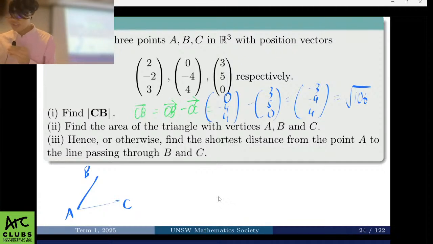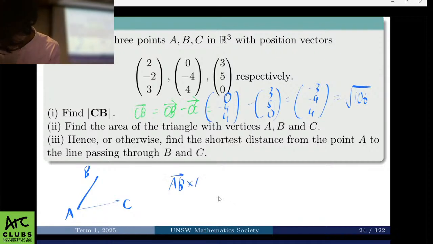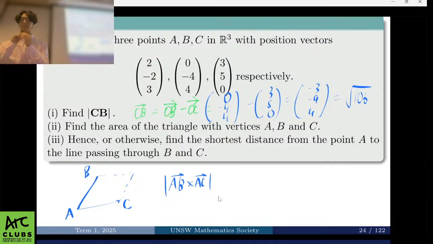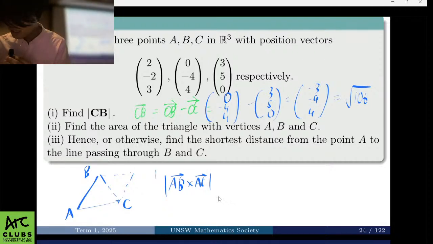And so the area of this triangle, you'll find, is that if you take the cross product and its magnitude, you actually get the area of this parallelogram. The magnitude of the cross product essentially gives you the area of the parallelogram formed by two vectors. So if you want the area of the triangle, which is half the area of the parallelogram, we get our formula: half of the magnitude of the cross product between AB and AC.